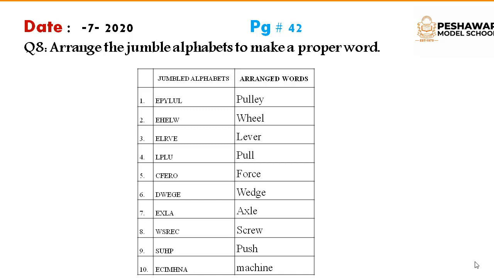Number one is pulley. Number two is wheel. Number three, lever. Number four, pull. Number five, force. Number six, wedge. Number seven, axle. Number eight, screw. Number nine, push. And the last one is machine. So we are done with this page. This was our last page for today.